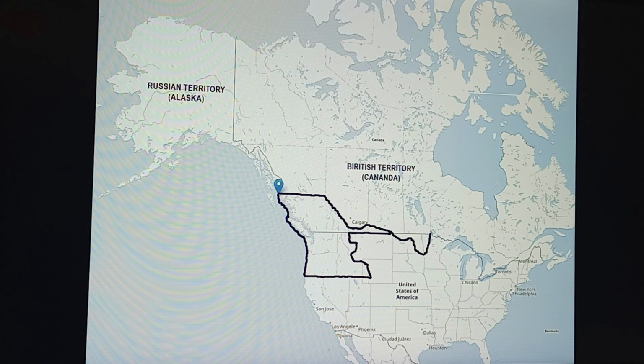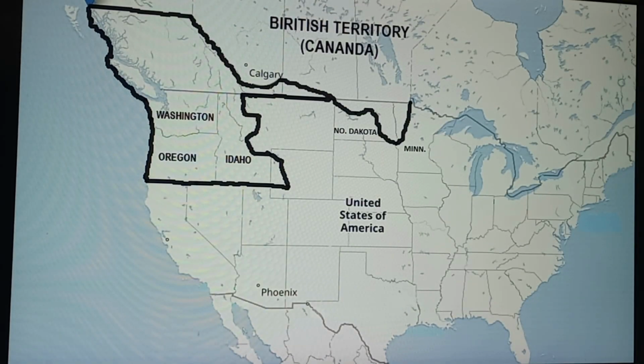Since 1818, the entire region, including what is now Washington, Oregon, and Idaho, and a large part of Canada, had been under joint occupancy between the U.S. and Britain. In 1845, Americans adopted the phrase 54-40 or fight, referring to the latitude line of 54 degrees and 40 minutes, a border that would give the U.S. a large portion of what is Canada today.